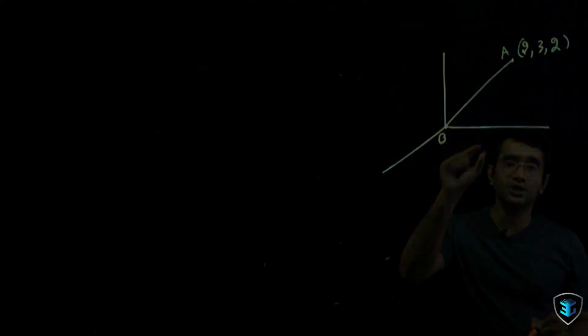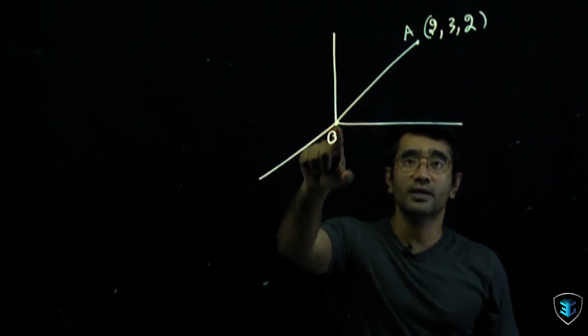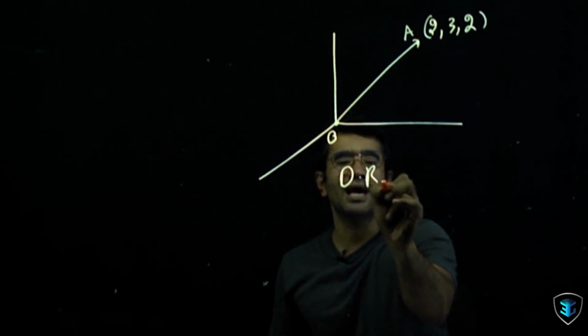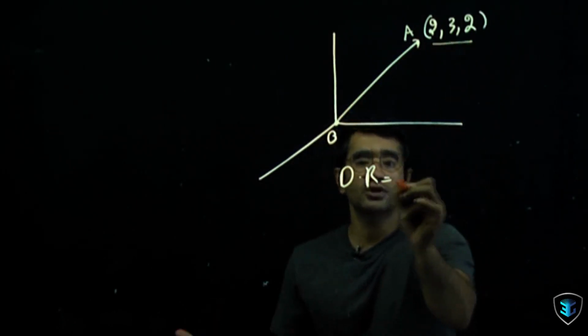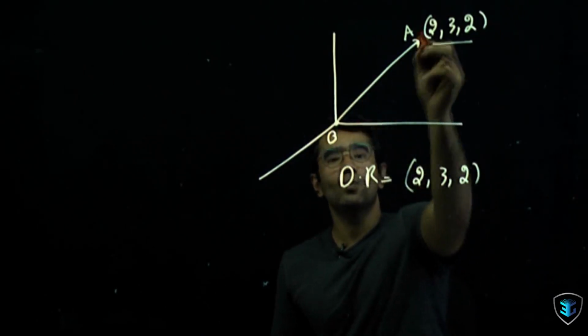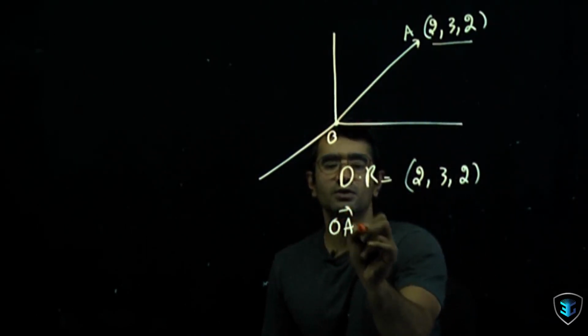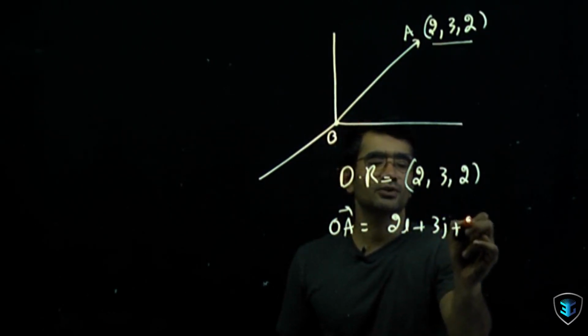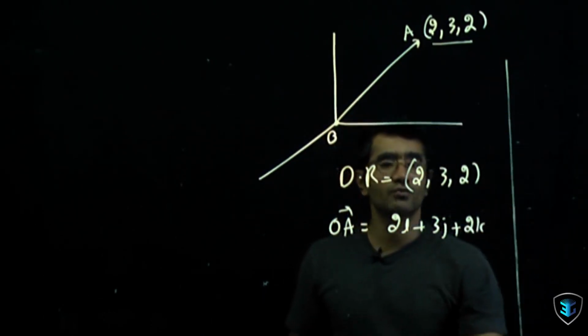Now, for a position vector, it means its initial point is O and its final point is A. I can write the direction ratios very, very simple. They are as good as its coordinates. So direction ratios are nothing but 2, 3, 2. And if I have to write the vector, I write it as OA, which is called a position vector, which is nothing but 2i plus 3j plus 2k. So that's all about the position vector, guys.